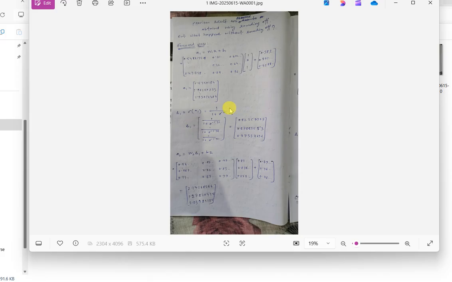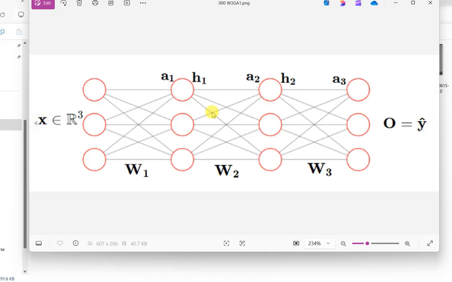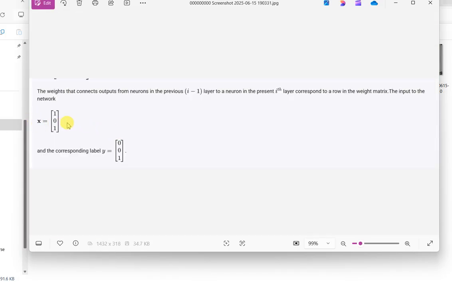Now, for the forward pass, the first formula we will use is to calculate A1, which is nothing but the pre-activation. We can see it in the diagram using X, which is also known as H naught, and this is H1. With the first input X, W1 and the bias term B1, we get A1: W1 multiplied by X plus B1. This is matrix multiplication. X is already given, which is an input vector 1 0 1. This is a column vector, and the corresponding Y is 0 0 1.